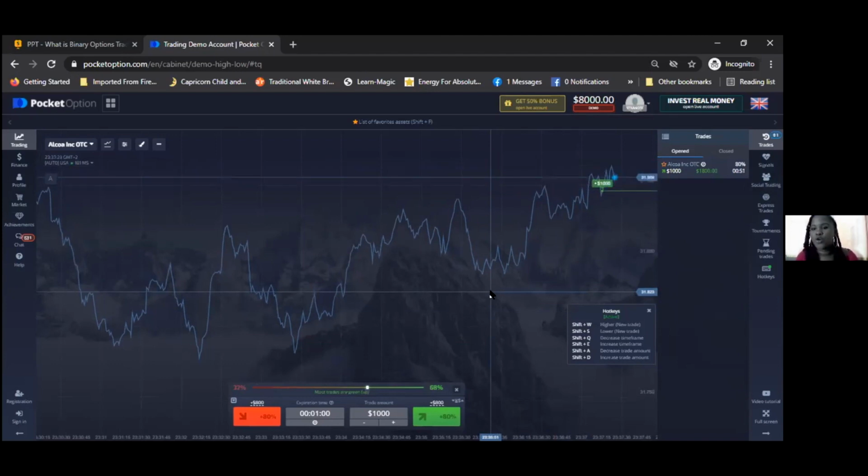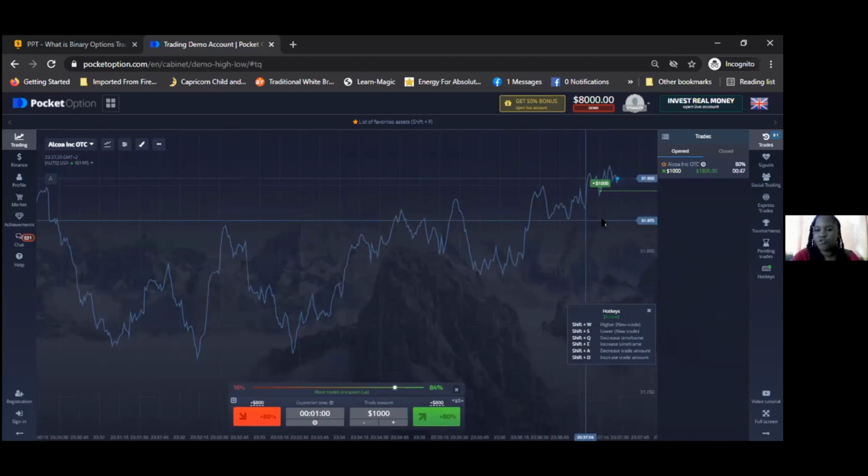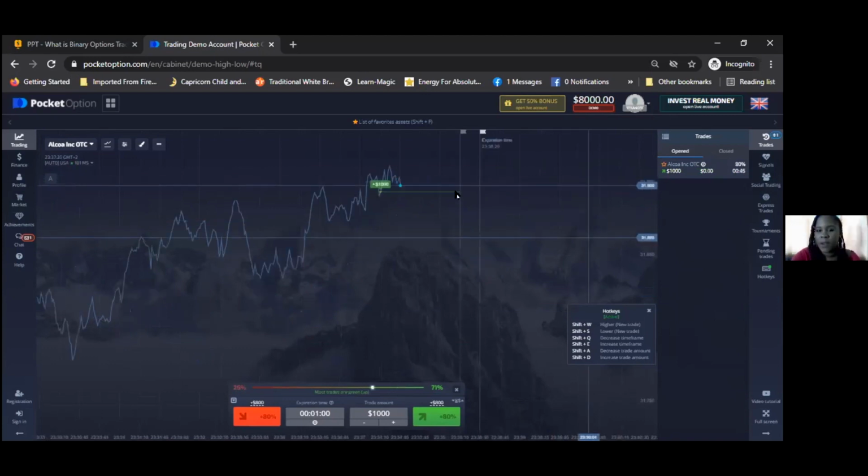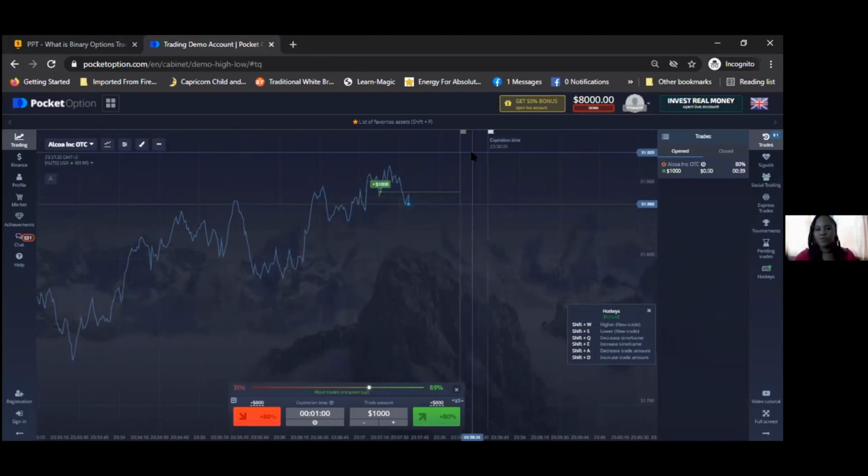You're going to wait for this trade to run out in 1 minute. This shows when the trade ends. And go the other way. Go back up. Let's get that 1,000 back. Up. Come on, give it to us.